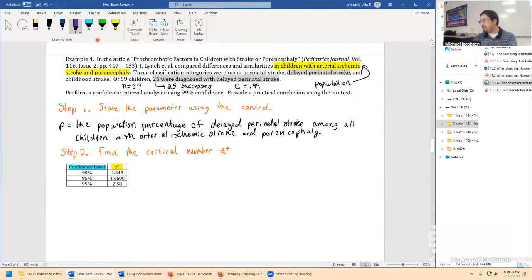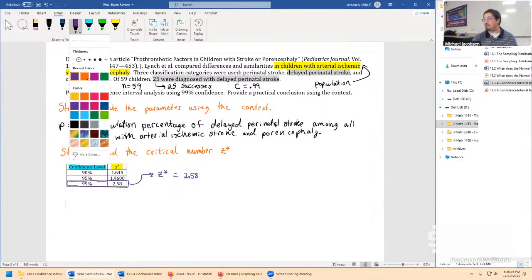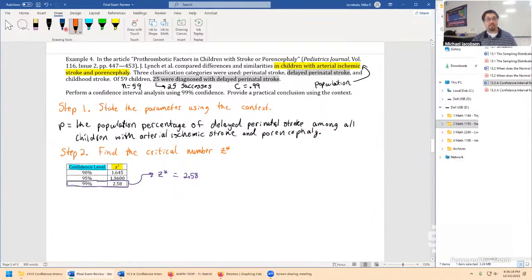At 99% confidence, Z star is going to be equal to 2.58. Now, if we did it in the calculator, we'd have more decimal places, but that's okay. I'm not going to be as critical about rounding on the final exam, like say MyLab Statistics would have been.